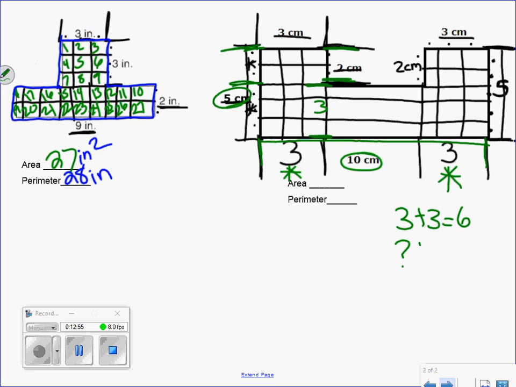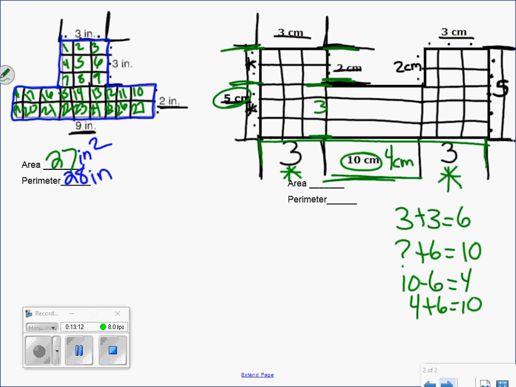Well, what plus 6 equals 10? Well, all I have to do is do 10 minus 6 gives me 4. So then I know that 4 plus 6 equals 10. So this little section here has to equal 4 centimeters. So I'm going to have 4 columns. So I have 1, 2, 3 going up the top, 1, 2, 3, 4 going down the side.